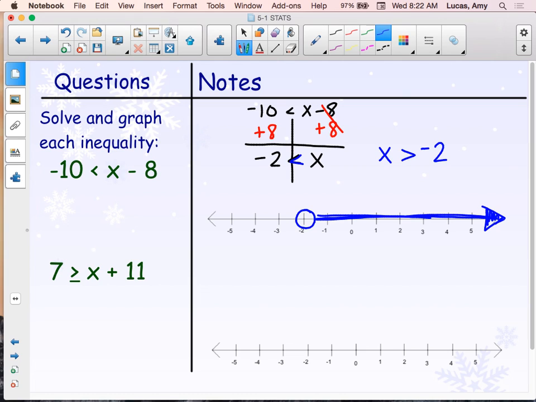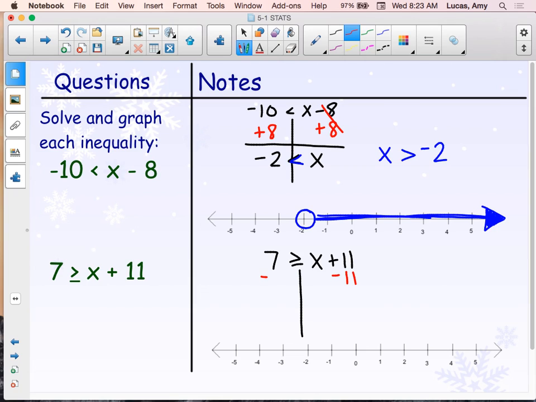So on this ray, you see an infinite amount of numbers that are greater than -2. Not the -2, because it's greater than -2, but anything to the right. -1, 0, 1, 2, 3, and so on. It goes on forever. And even any of the numbers that are in between. So that's our solution. Next one, 7 is greater than or equal to x plus 11.